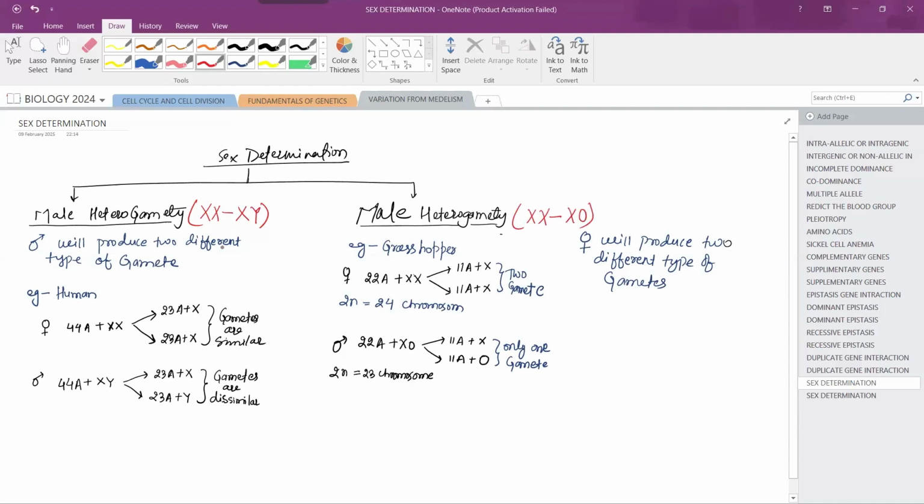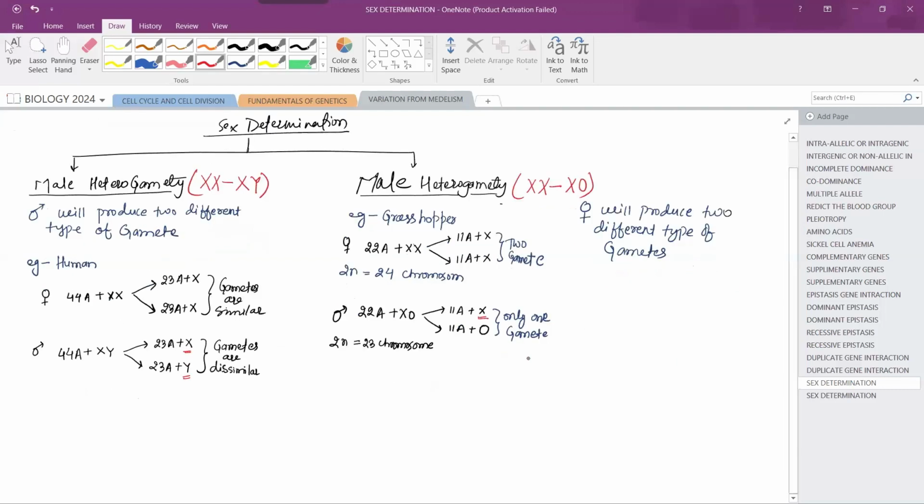Any problem? In case of humans or Drosophila, female has two similar sex chromosomes, but in case of grasshopper, male has only one sex chromosome, that is X. Any problem? No. Now we will study about the female heterogamety.